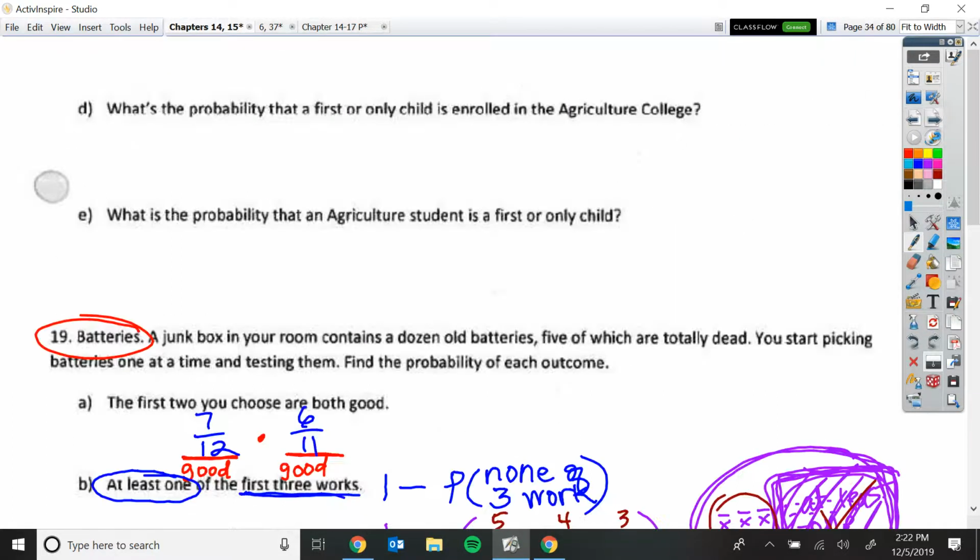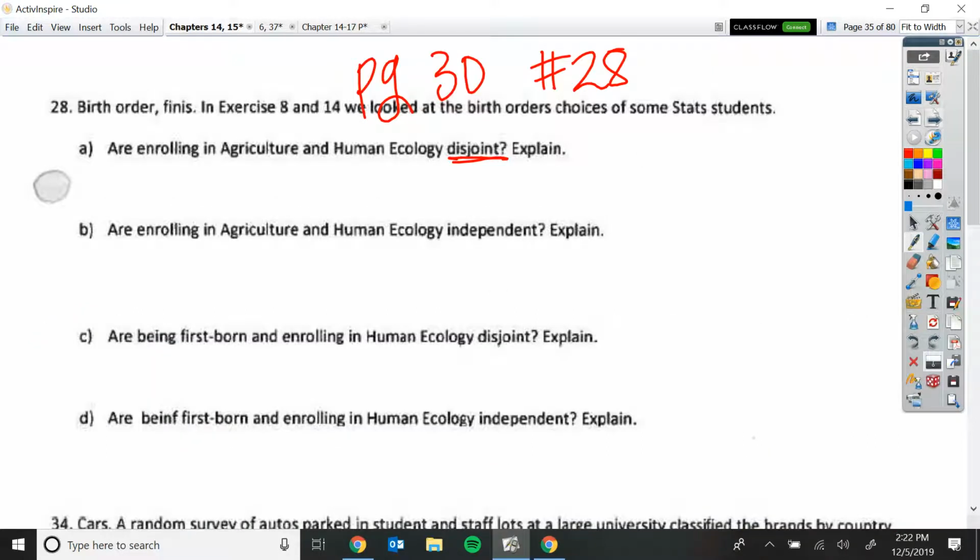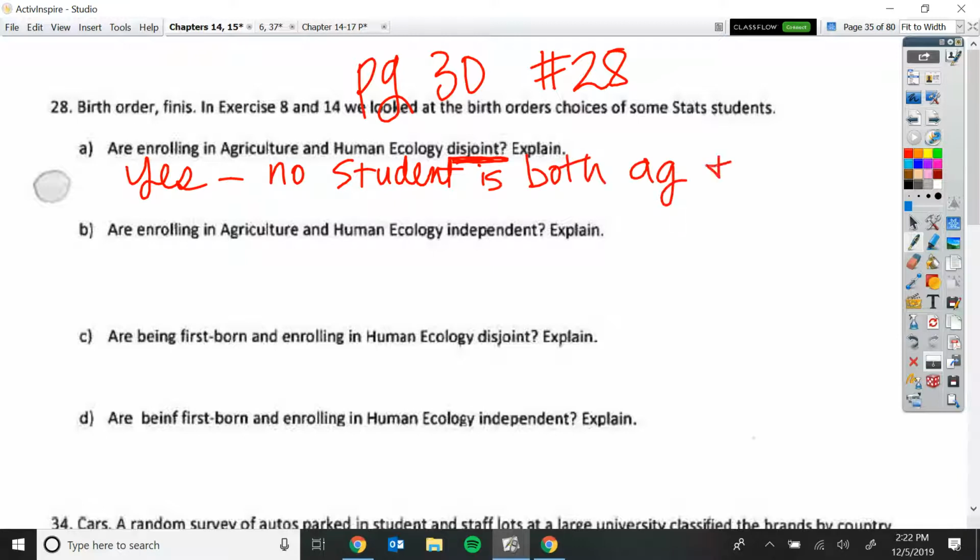Okay, so we would say, and you can reference that definition. So whenever you do explanations, you always want to reference that definition. So we would say, are they disjoint? And we would say what? Yes. And so you want to reference that definition. That's kind of like the key to get your credit for exams and such assessments. Yes. No student is both in ag and human ecology major.